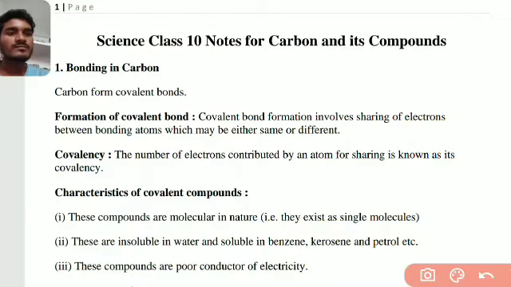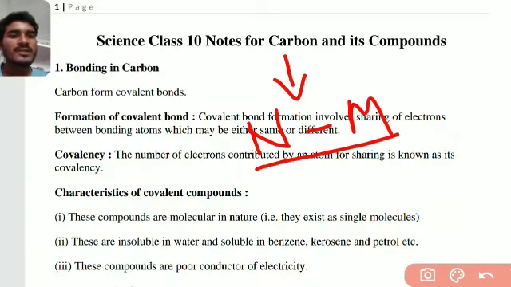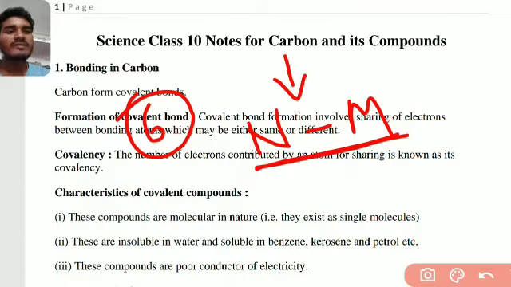Now we see the characteristic features of carbon. Carbon is a non-metal. Before that, I will also tell you about bonding in carbon, the formation of covalent bonds and their characteristic features. Now we see the electronic configuration and shapes. The atomic number of carbon is 6, and the valence electron count is 4.